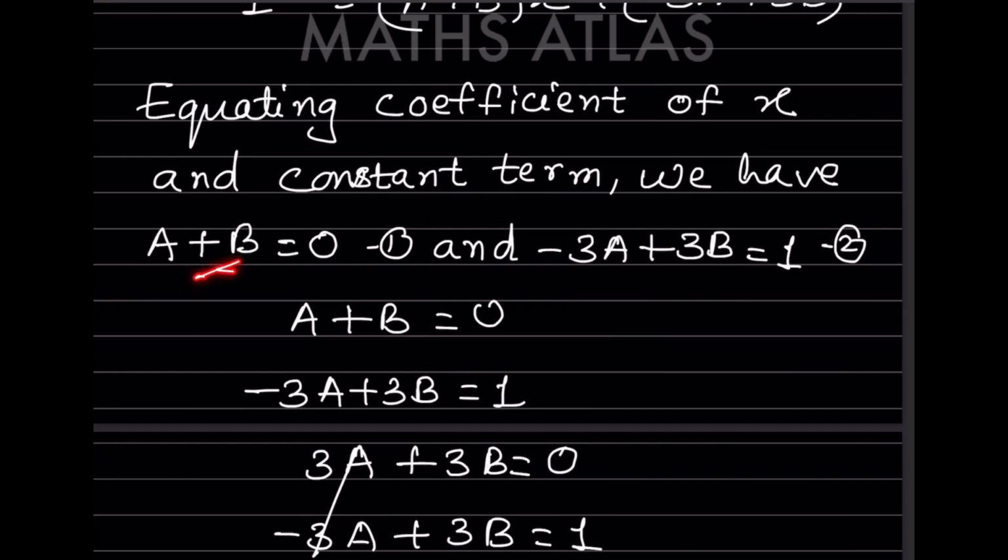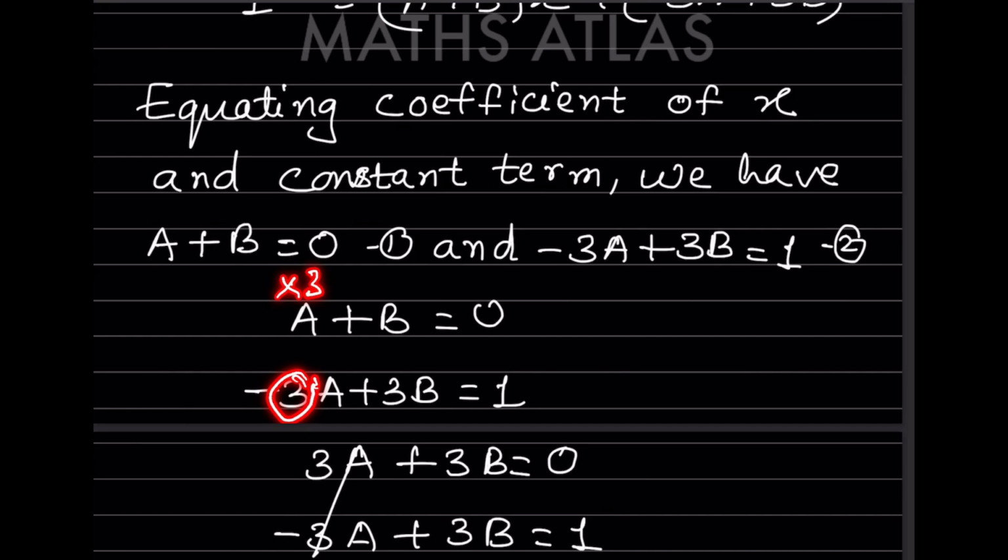So a plus b is equal to 0, and minus 3a plus 3b is equal to 1. Now what you can see here, these all are different, so we cannot cancel anything from this. So what we will do, this equation number 1, we will multiply, because we want to cancel either a or b. So now let us concentrate on this a. We want to get the coefficient to be 3, so we'll multiply this by 3.